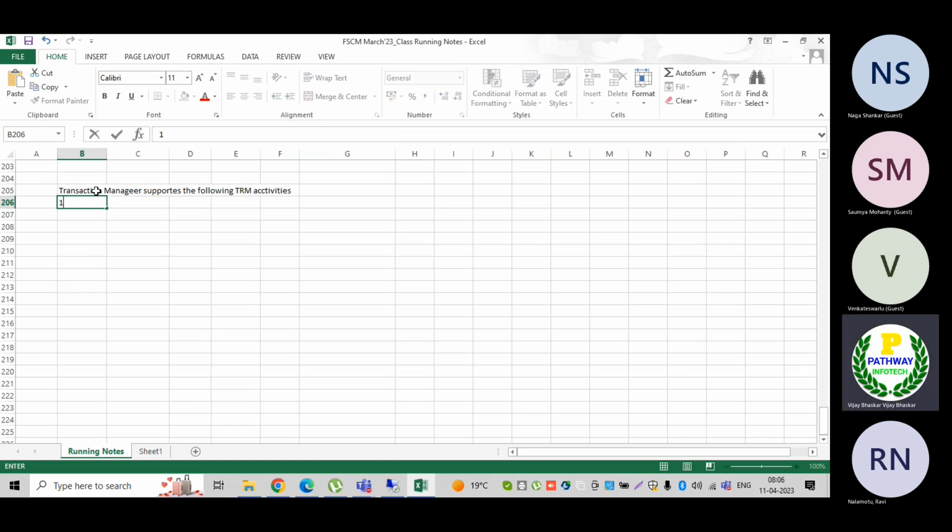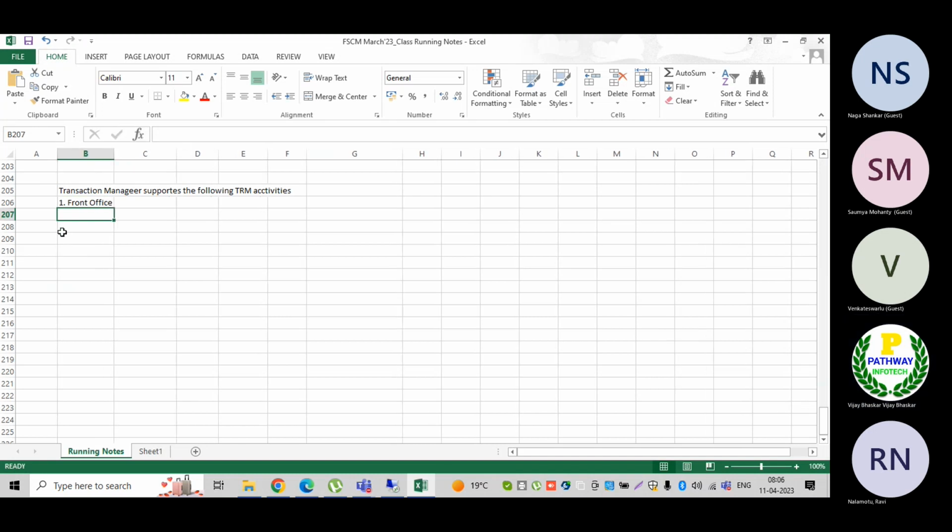Then one is a front office. What exactly will the front office do? Now when I say front office, what is the meaning of front office? If you want to invest your money or borrow money, you must place the order.